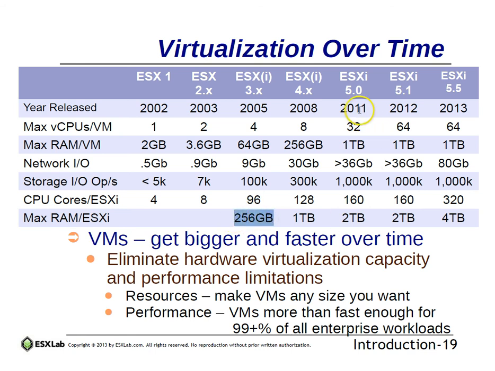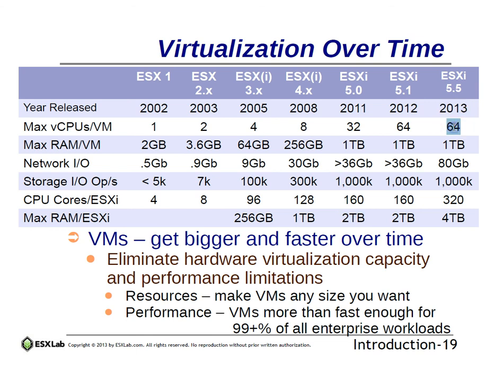Move up to vSphere 5.0, which was released in 2011, and my VMs can now have 32 cores. They could have up to a terabyte of virtual memory. I can have more than 36 gigabits of network I/O bandwidth, more than 1 million I/O operations per second, but that would require very expensive SANs, up to 160 cores on my physical server, and 2 terabytes of RAM on my physical server.